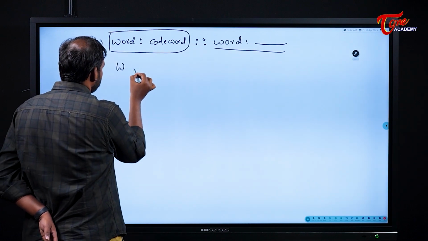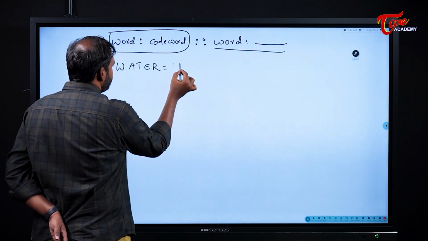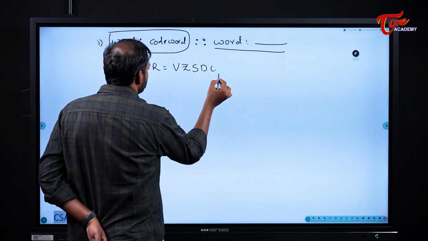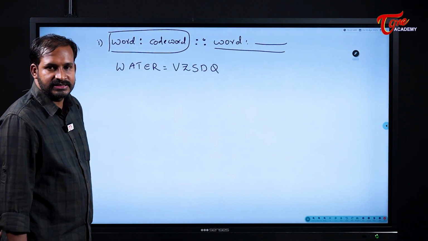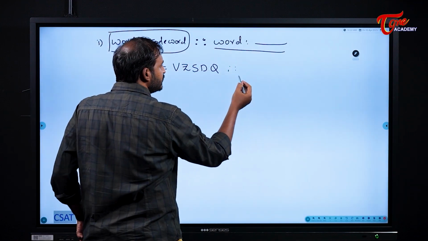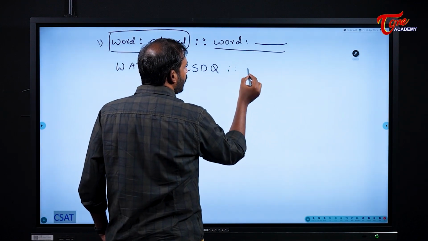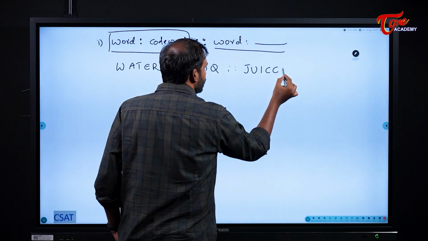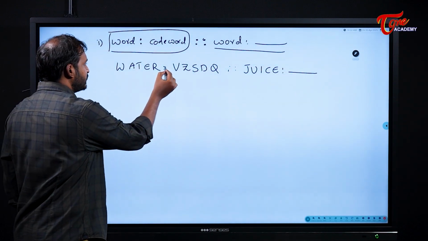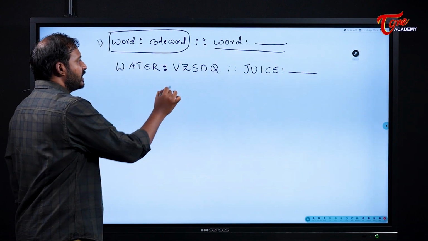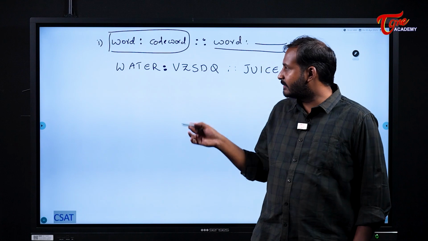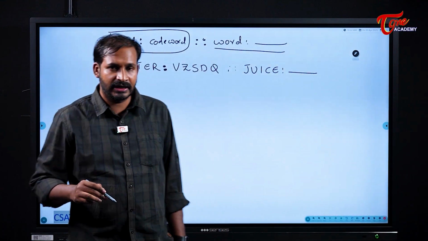For example, water. Water is coded something like this. Then in the same code language, if I want to code juice, what is the code for juice? Now see here, students, if you observe the alphabets in the given words, sometimes if you are able to solve it, it is really good. If not, sometimes it will be difficult for us to get the idea.